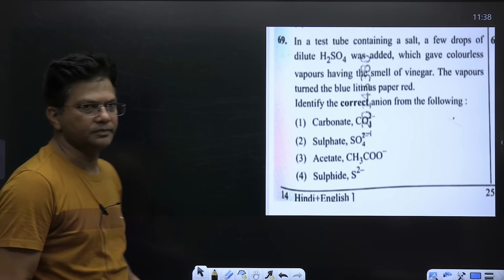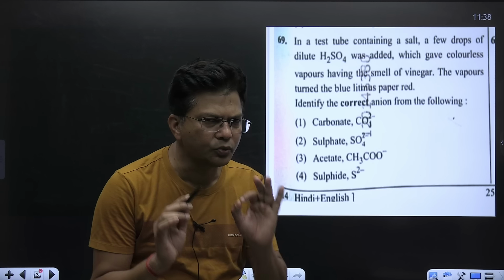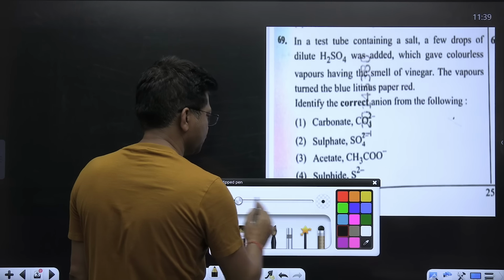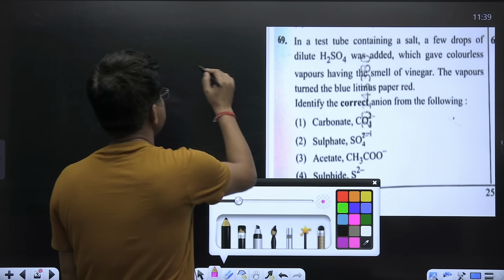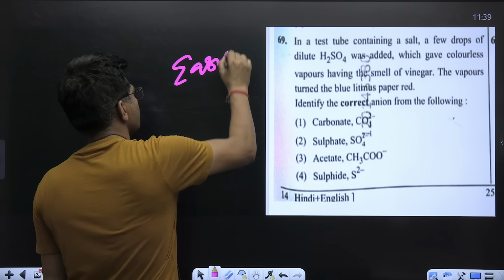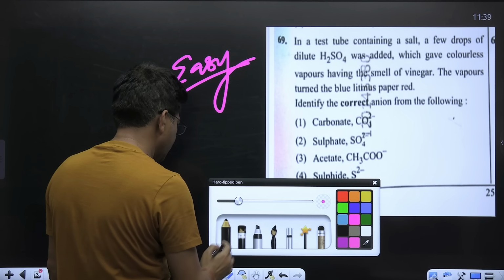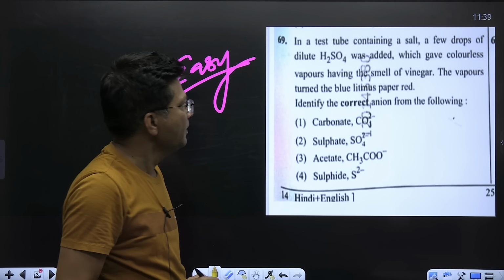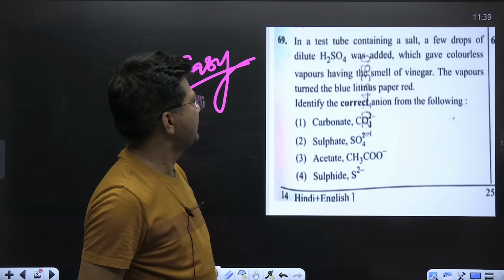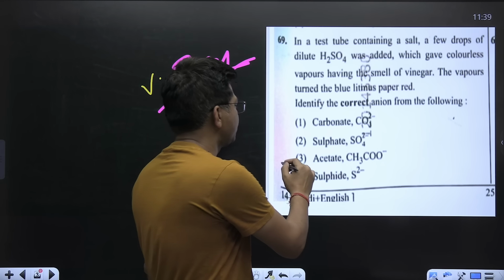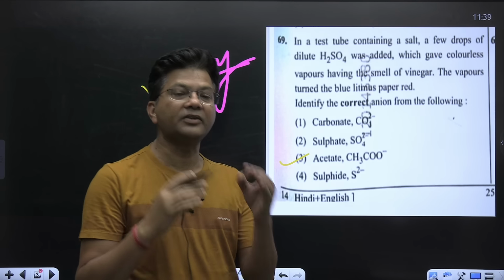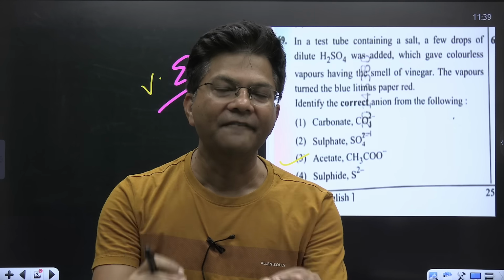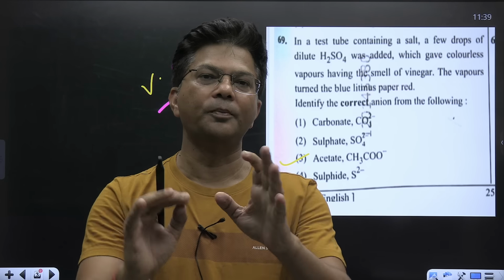This is the question. This is a very easy question. I will not say it's a tough question. It's an easy question, very easy. They are asking about acetate. So the answer is simply acetate. But I would like to say it's a bonus question and everyone should get full marks.